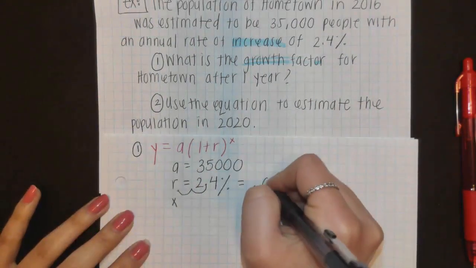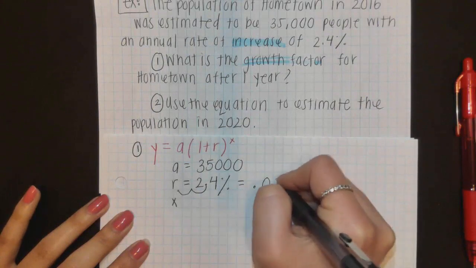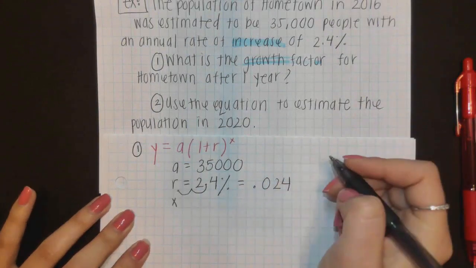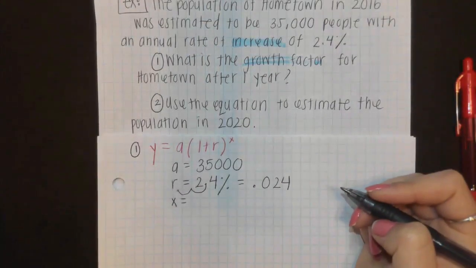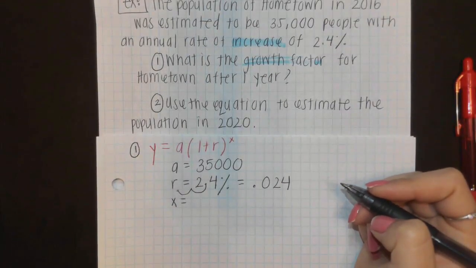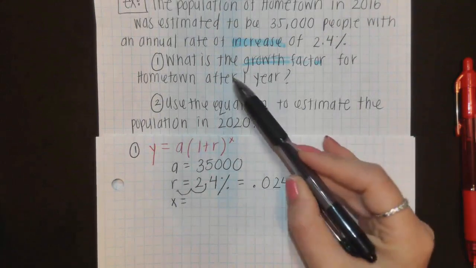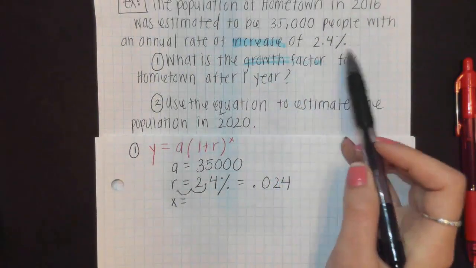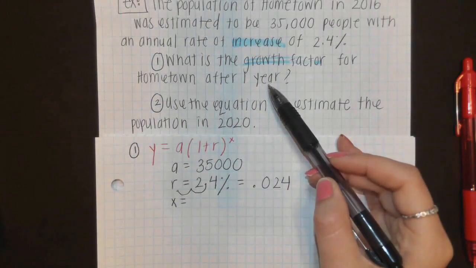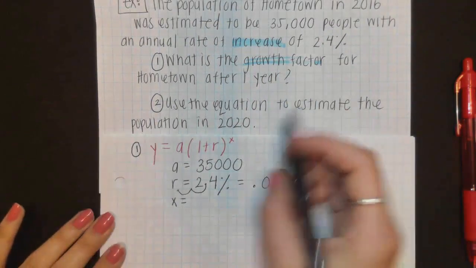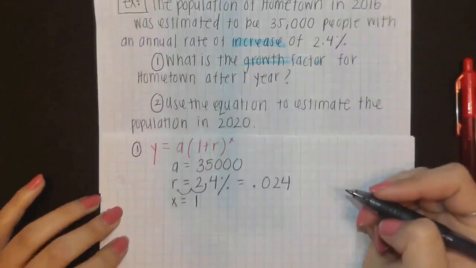So this is actually going to be 0.024 as a decimal. That's my R value. And my X value, that is the amount of time. So in this question, you have to look here. It says, what is the growth factor for hometown after 1 year? So the amount of time that they're asking me for is after 1 year. So my X value is actually going to be 1.